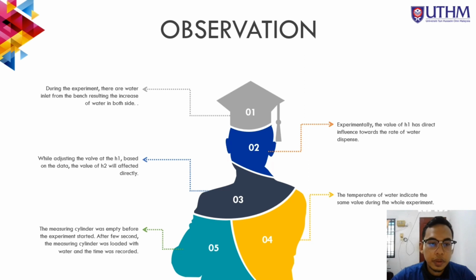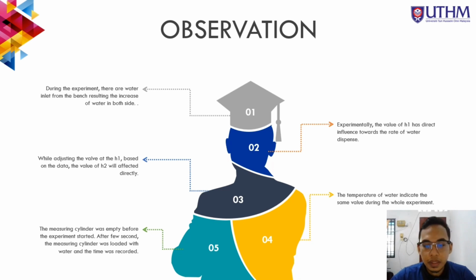So during the experiment, there is water inlet from the bench resulting in the increase of water on both sides. The value of H1 has direct influence on the rate of water dispensed because during the experiment we have a beaker collecting the water, and for a certain amount we need to record the time. While adjusting the valve, the H1 value based on the data, the value of H2 will affect it directly.